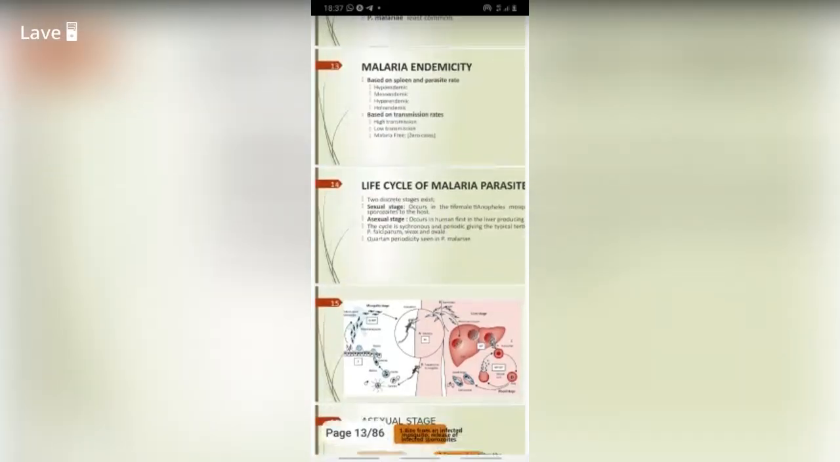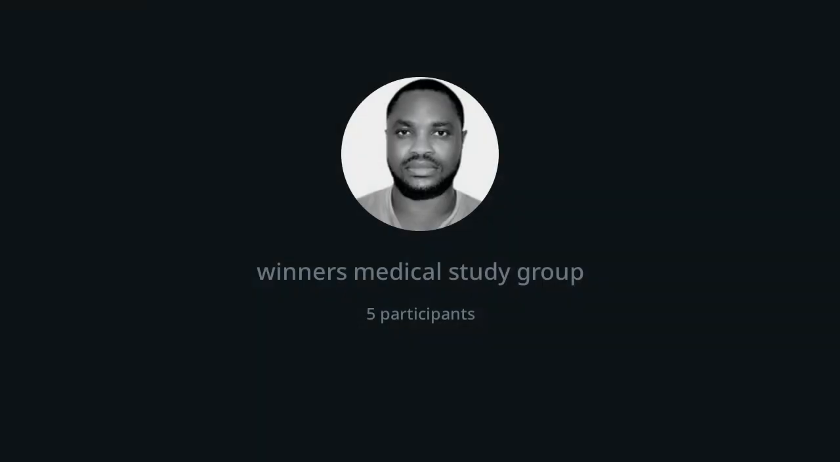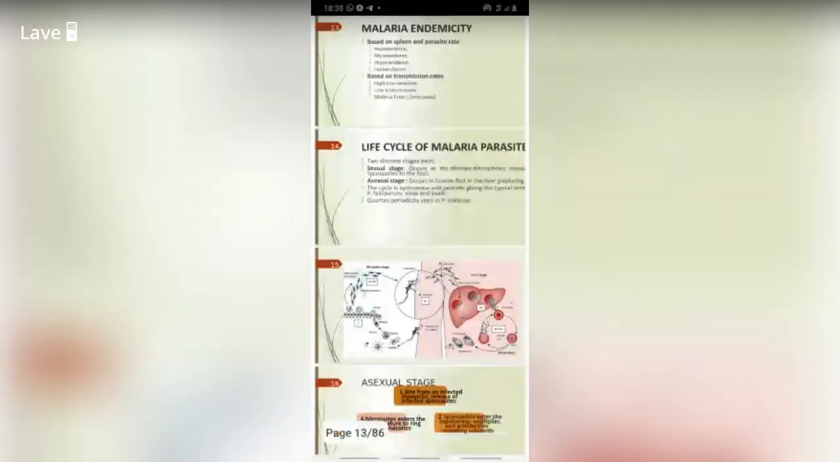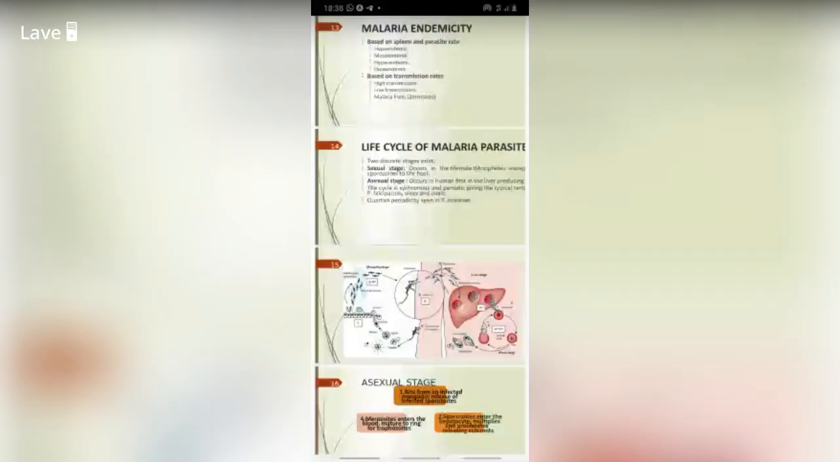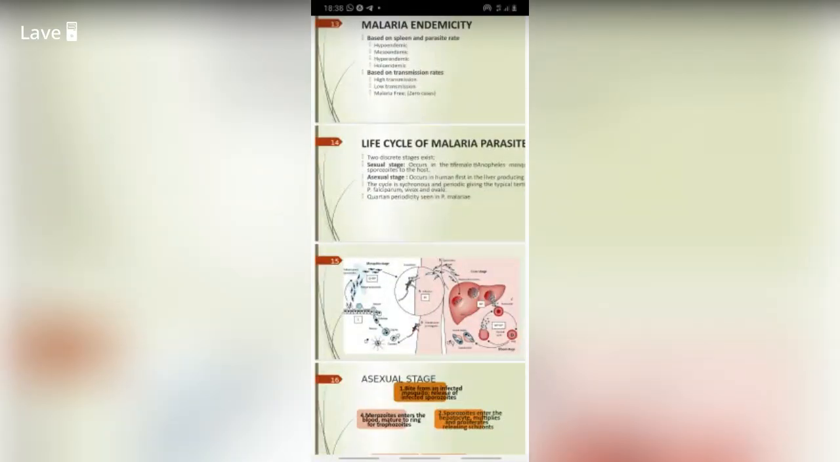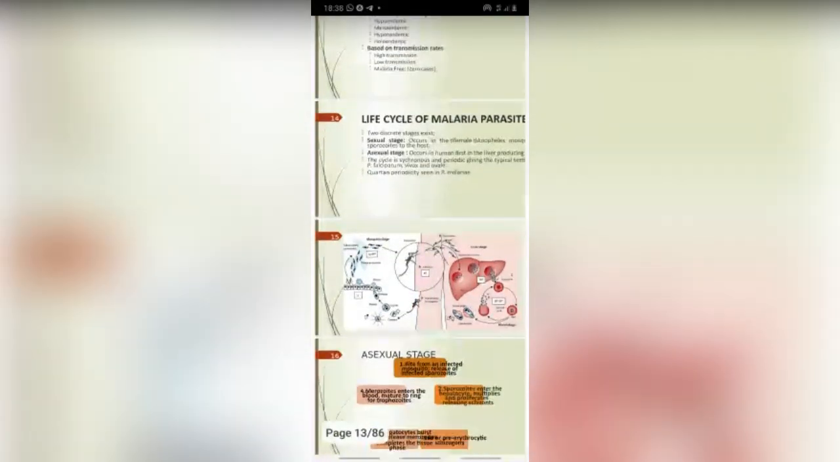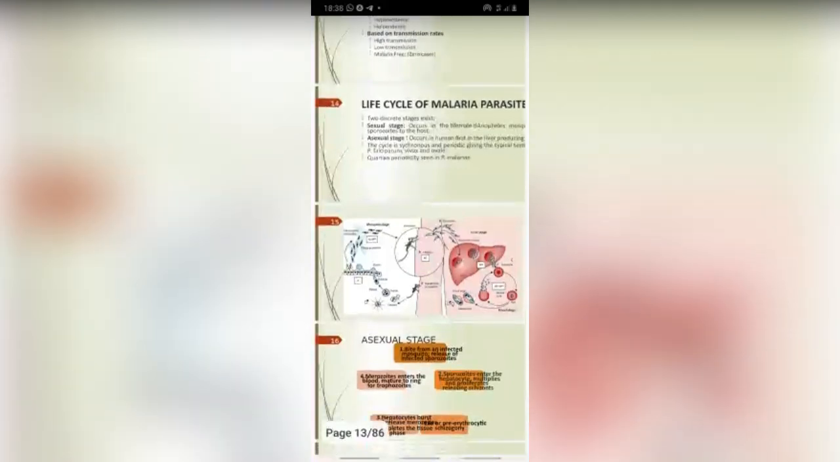So the endemicity of malaria, you classify it in different ways based on the spleen and parasite rate. You could say it is hypoendemic, mesoendemic, hyperendemic, or holoendemic. Then based on transmission rates, you could have high or low transmission areas. Then you could even have malaria-free areas or zero cases. And for Nigeria, we're in the high transmission area.